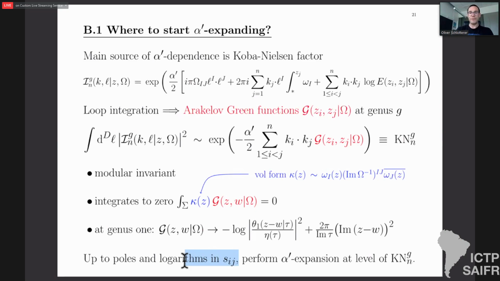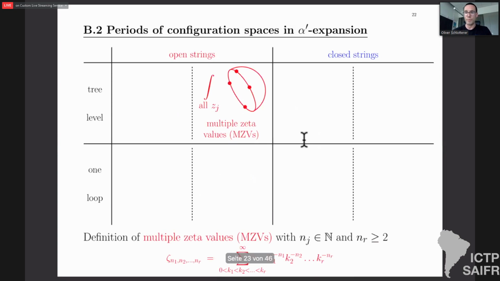Good, so let's see what you get by alpha prime expanding here and integrating over the punctures of the Arakelov-Green's functions. On this overview slide, I want to do some name dropping for the function spaces in which you will find yourself as you integrate out the punctures. I will keep the surface fixed, so I will keep the moduli or period matrix entries unintegrated for the moment and tell you which kind of modular objects you will get.